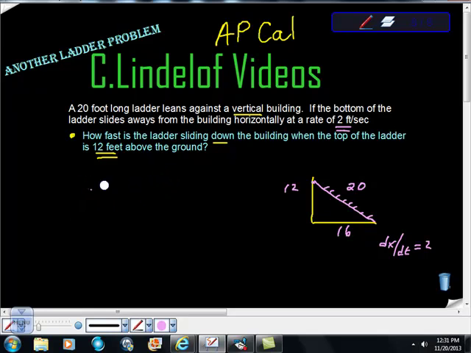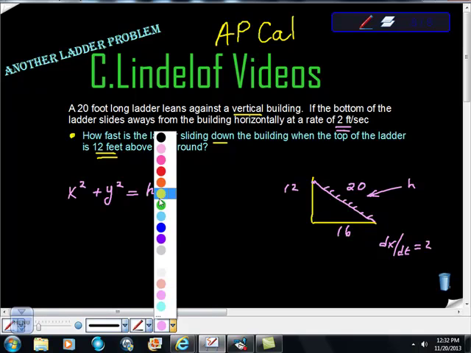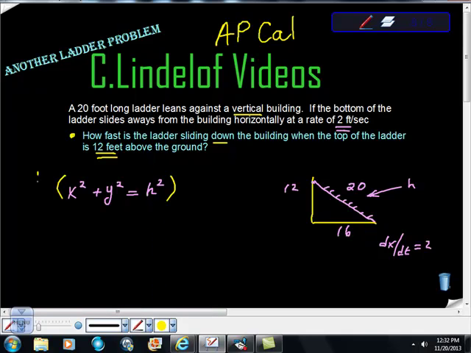Now what I'm going to do is the other thing that we need to do in related rates, which is come up with an equation that encompasses our problem. And the equation that I have is x squared plus y squared is equal to h squared, where h is the hypotenuse of this right triangle. So I'm going to go ahead and do the other thing that is always done in related rates, and that is take d/dt of the equation that we come up with. And d/dt of x squared is 2x dx/dt.